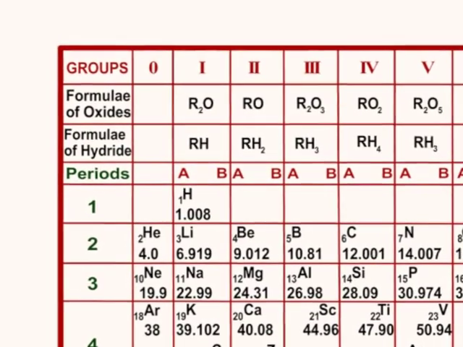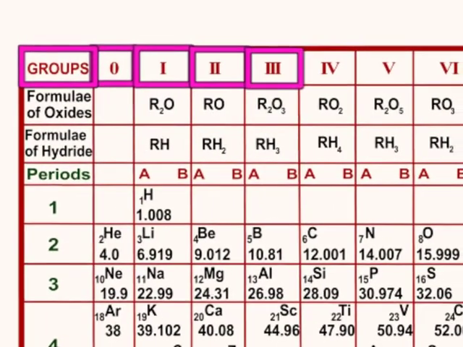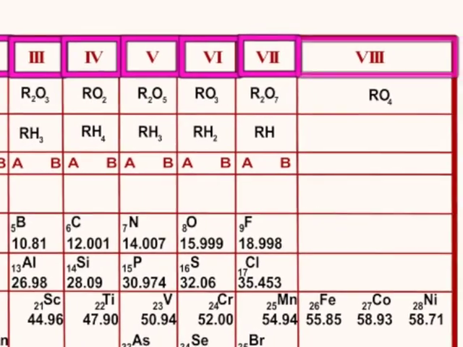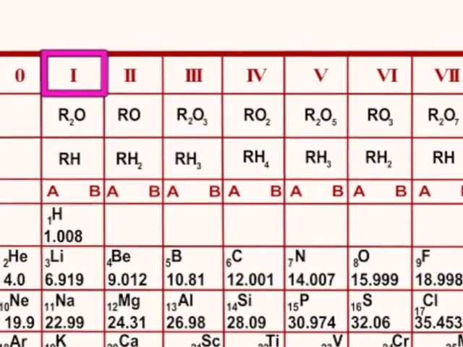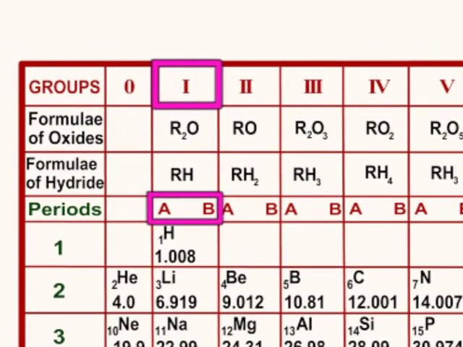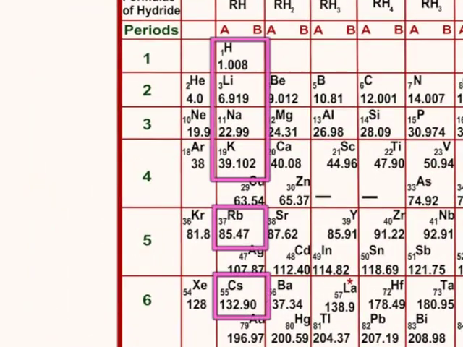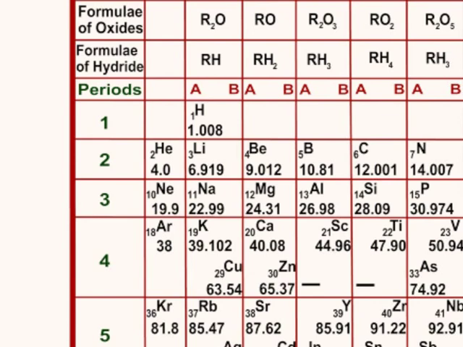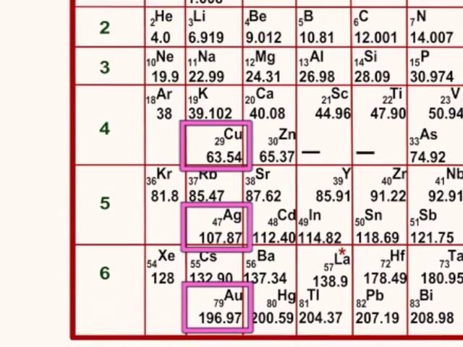These vertical columns or groups were named in Roman numerals as 0, 1st, 2nd, 3rd, 4th, 5th, 6th, 7th, and 8th. Groups 1st to 7th were again divided into subgroups A and B. The elements lying on the left-hand side of each group represented subgroup A. The elements lying on the right-hand side of each group represented subgroup B.